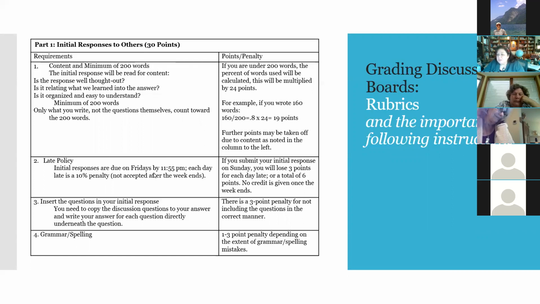The initial response, I'll accept till Sunday when that thing closes down. So if your initial response comes in on Saturday, you lose 3 points. If it comes in on Sunday, I'm going to take 6 points off. And that's that. I make them insert the questions into their reply.